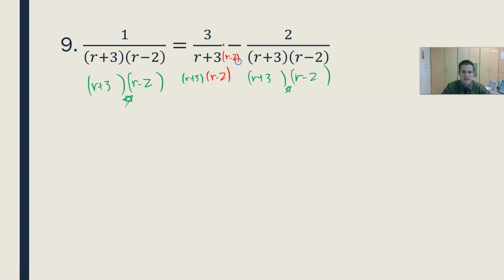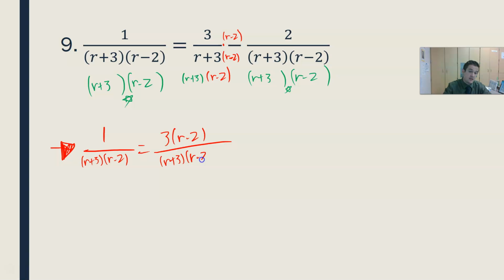Well, if I have r minus 2 that I multiply on the bottom, I better multiply by r minus 2 on the top as well. Okay, let's rewrite this expression with those changes. The first hasn't changed. 1 over r plus 3 times r minus 2 equals, I have 3 times r minus 2 over r plus 3 times r minus 2 minus 2 over r plus 3 times r minus 2.